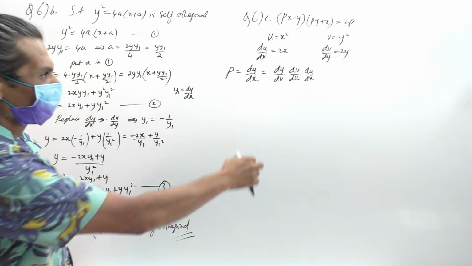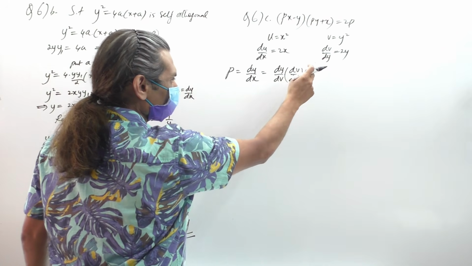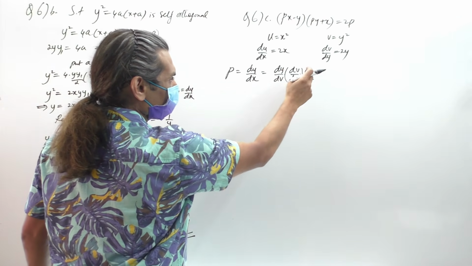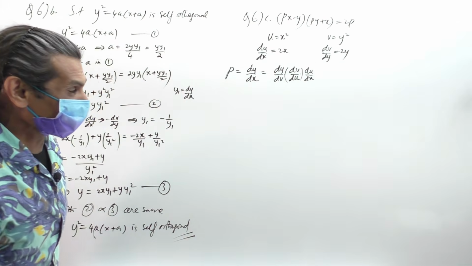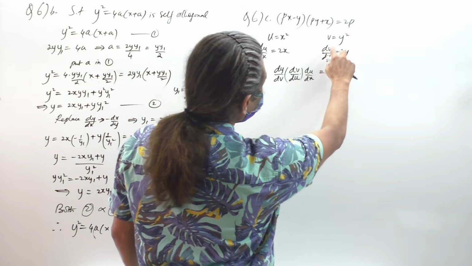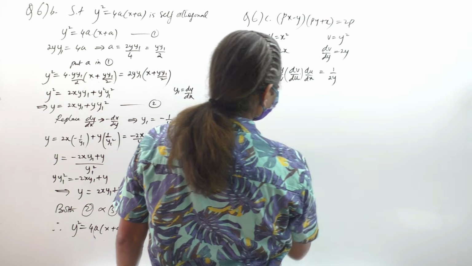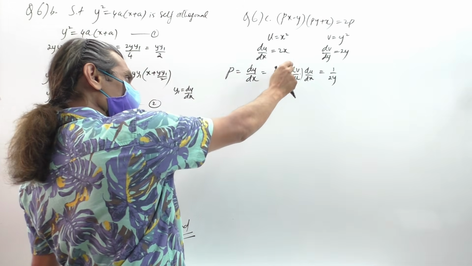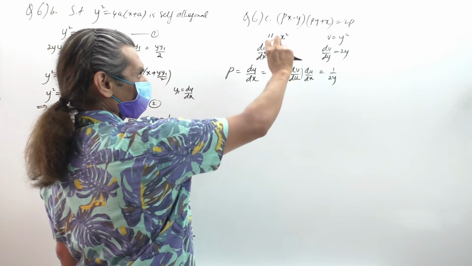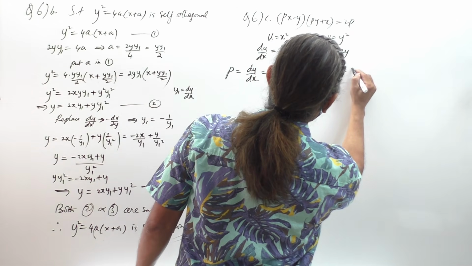See, this term dv cancels, and dy by dx remains. But we get it in the form of u and v. That is nothing but again, see what is dy by dv. See, dv by dy is 2y. That is 1 upon 2y. What I'll do, this dv by du, the factor for substitution, I will take this as capital P into this again 2x.